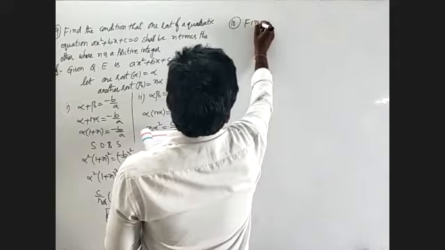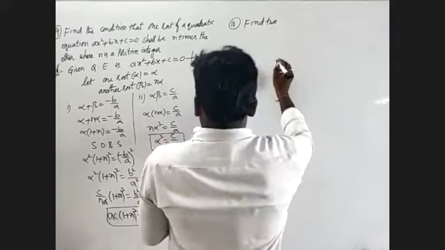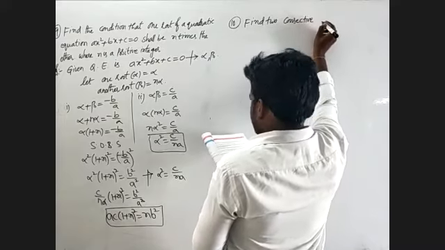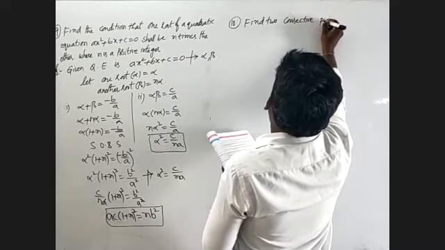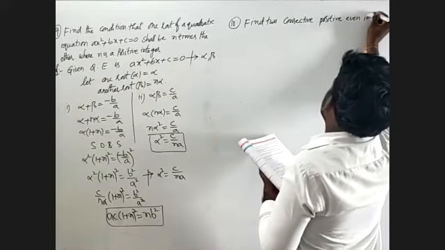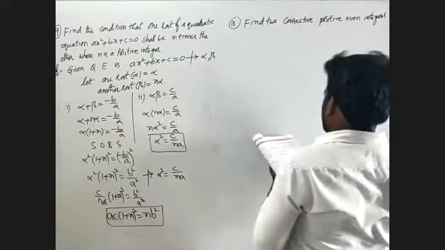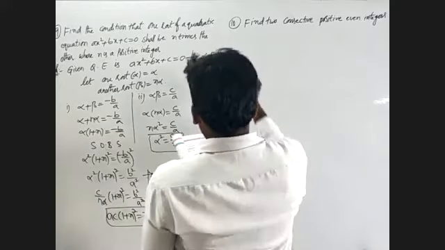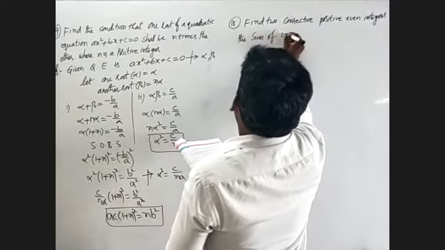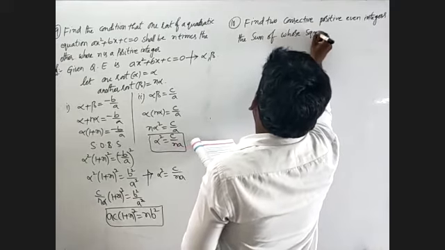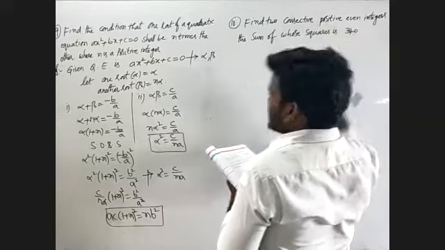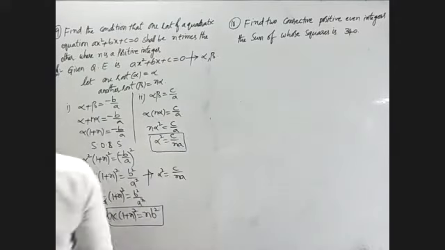Find two consecutive positive even integers, the sum of whose squares is 340.